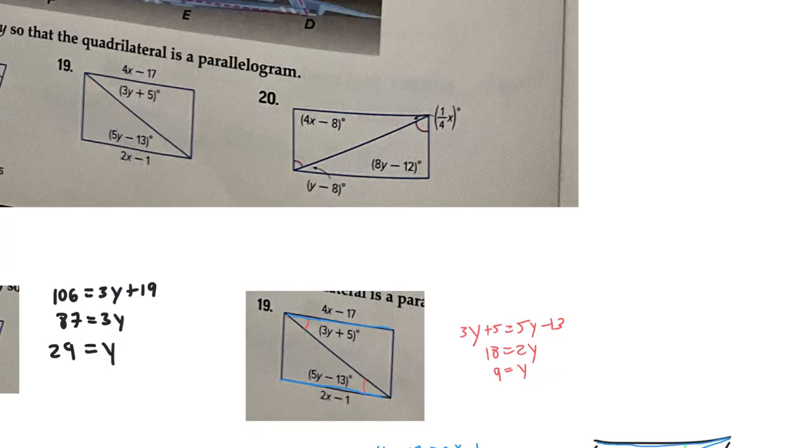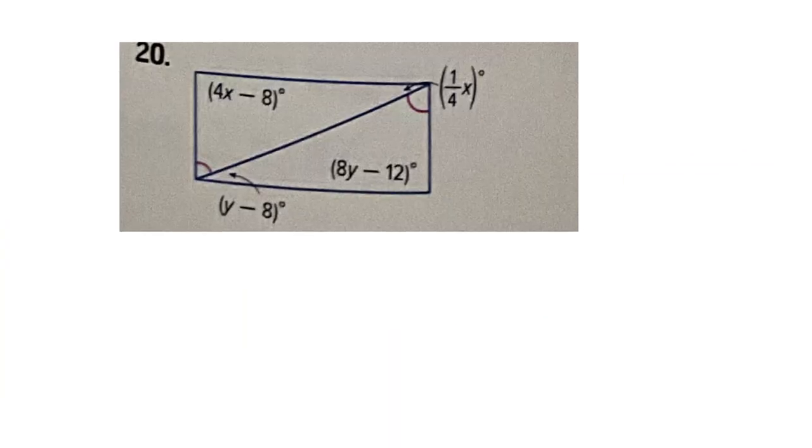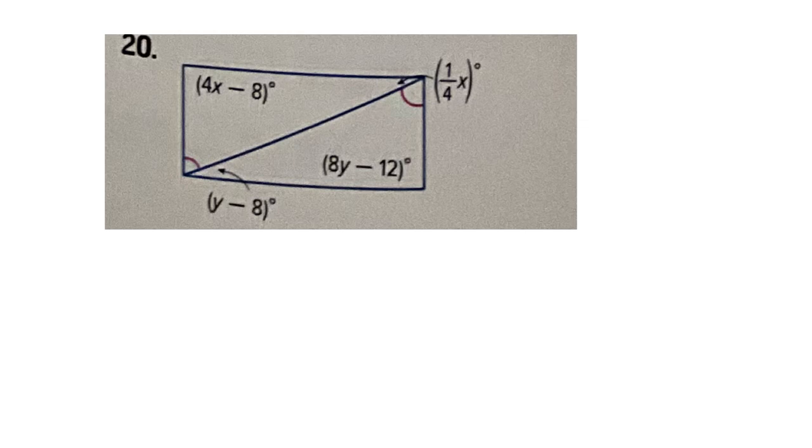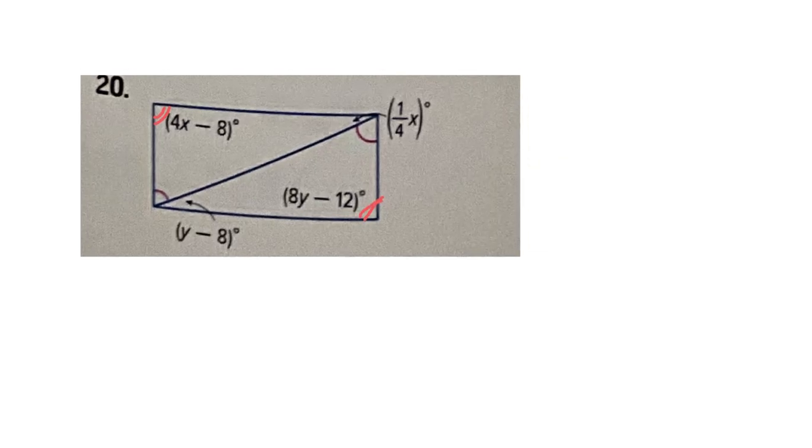Looking at this one over here. Okay, so if this is to be a parallelogram, then these red double rainbow angles have to be congruent to each other. They're highlighting this Z shape.